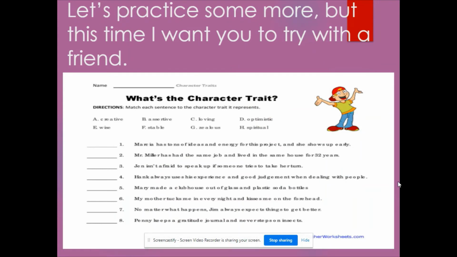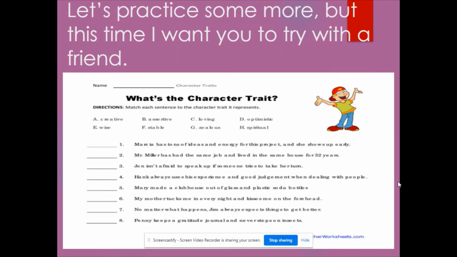Okay, so in this one, you're going to read each sentence. You're going to identify your character, and then you're going to use the word bank to match the character traits with your character, okay? So we're going to do number one together. Marcia has a ton of ideas and energy for this project, and she shows up early.